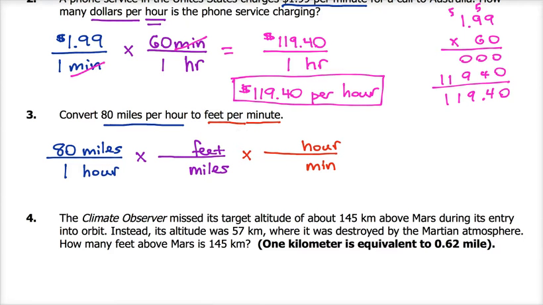So I know, or I should know again, that the number of feet in a mile is 5,280. So that's 5,280 per every 1 mile. And I also know that there are 60 minutes in 1 hour. So 60 minutes in an hour.